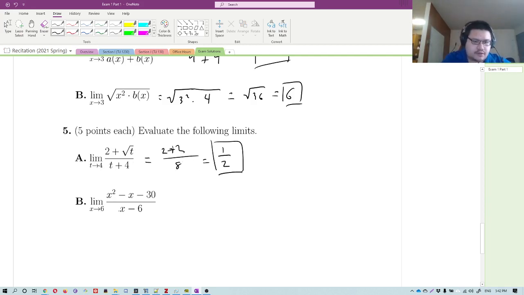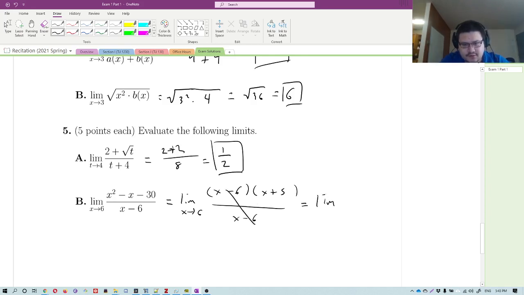Okay. And then this one, clearly if I plug in, I'm going to get 0 in the denominator, which is not good. So what we should do is factor the numerator. How does this factor? I want a 6 and a 5, right? So then x minus 6 times x plus 5. You see that there's a cancellation, so this is the limit as x goes to 6 of x plus 5, which is going to equal 11.